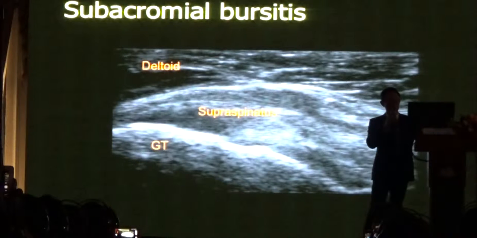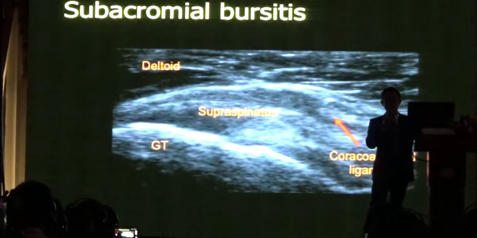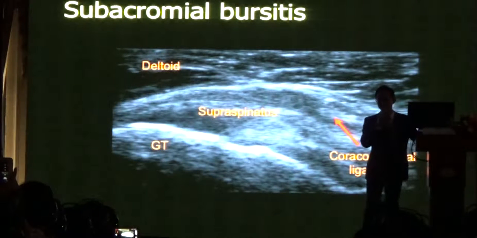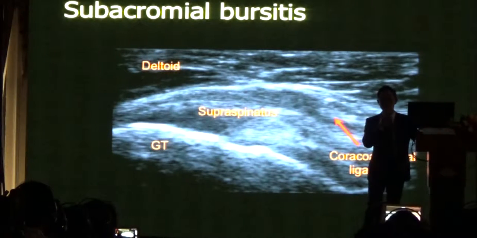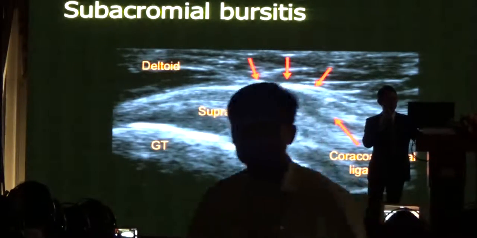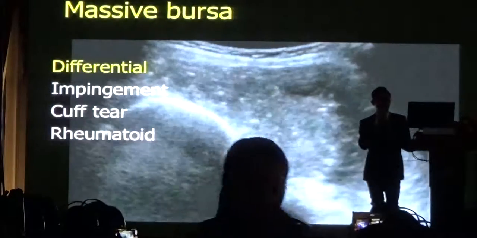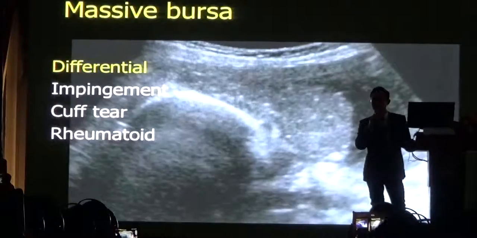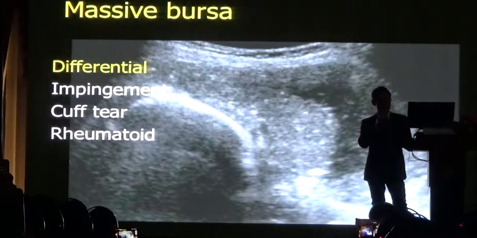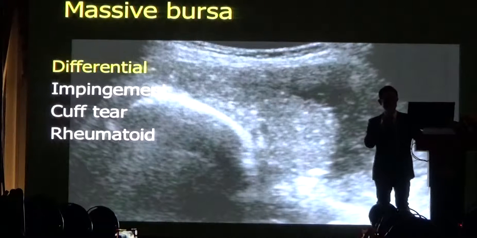Looking at the structures more in detail, we can see the greater tuberosity. There's the supraspinatus tendon, there's the thickened bursa, the deltoid muscle overlying, and this region here is the coracoacromial ligament, which at surgery can be cut to decrease the symptoms of impingement. Sometimes you have a very thickened and large bursa, and when we see this, often we have to consider that the patient may have a rotator cuff tear, or a condition such as rheumatoid arthritis causing inflammation in the shoulder.